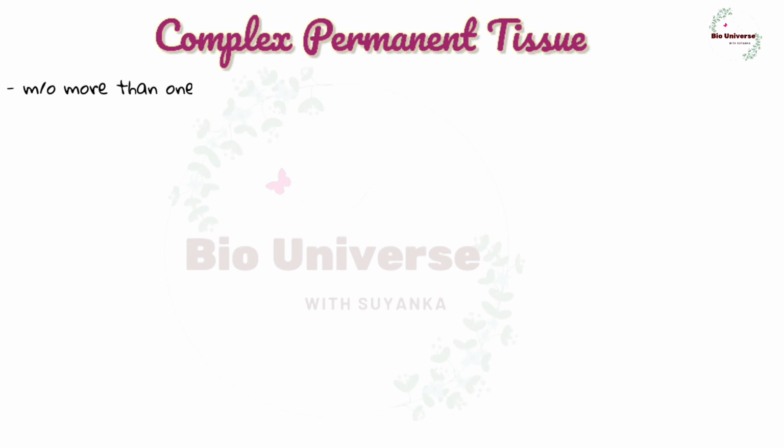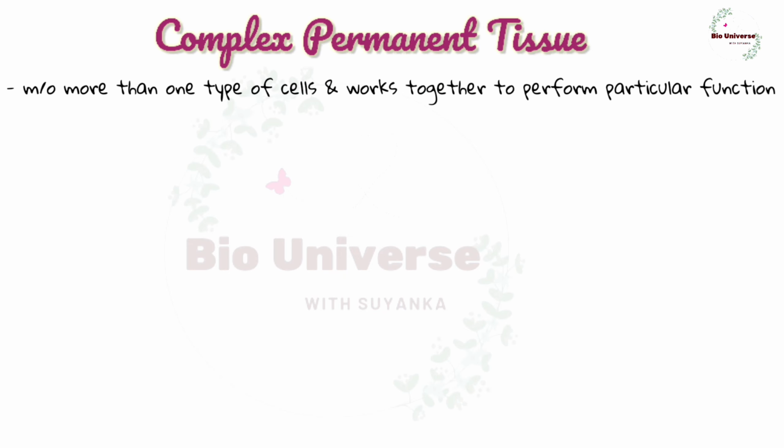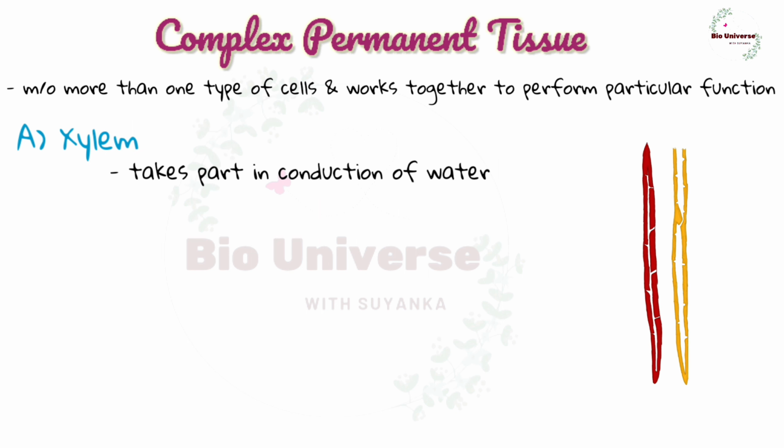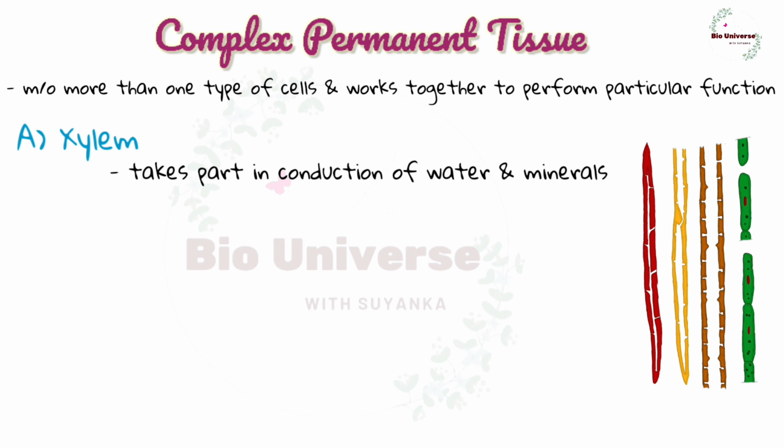Complex permanent tissues. They are those permanent tissues which are made of more than one type of cells which work together to perform a particular function. They are of two types, xylem and phloem. Xylem, it is complex permanent plant tissue which takes part in conduction of water and minerals inside the plant. It is also known as wood. It consists of four types of elements: tracheids, vessels, xylem fibers, and xylem parenchyma.